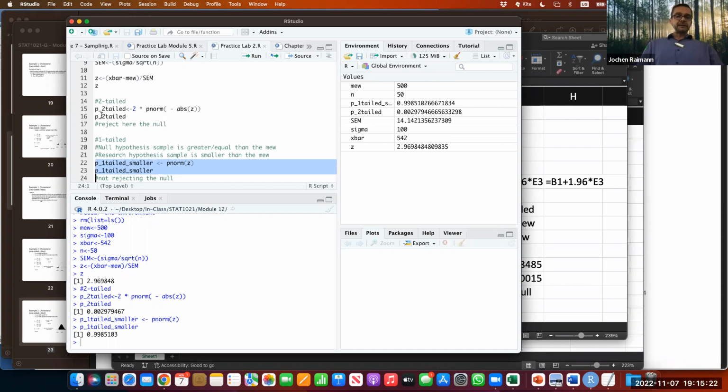The p-tailed smaller calculation is essentially a calculation of this p-value. So pnorm of the z-score is essentially a calculation of the actual p-value. This is just a function that R provides. This function also exists in Excel, but for practical purposes, I think it's easy here.